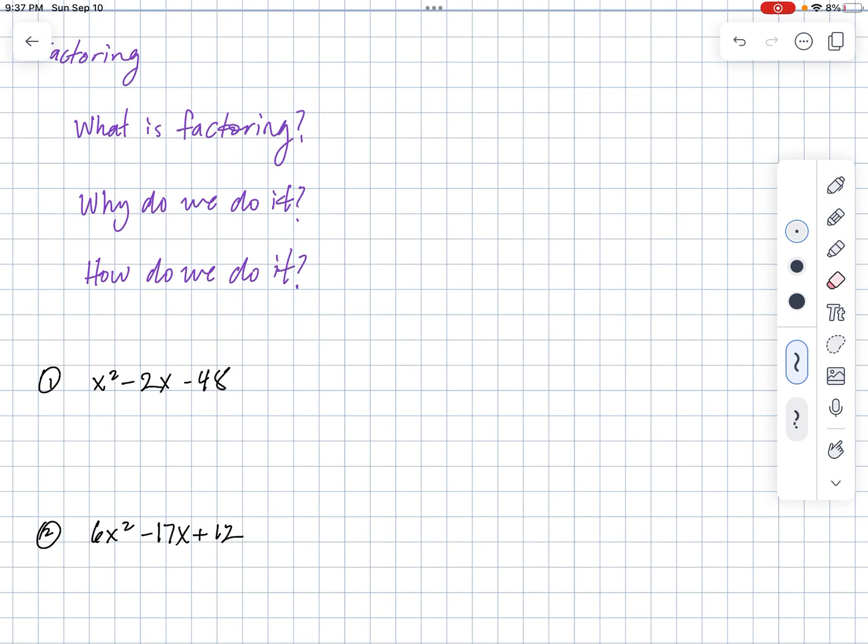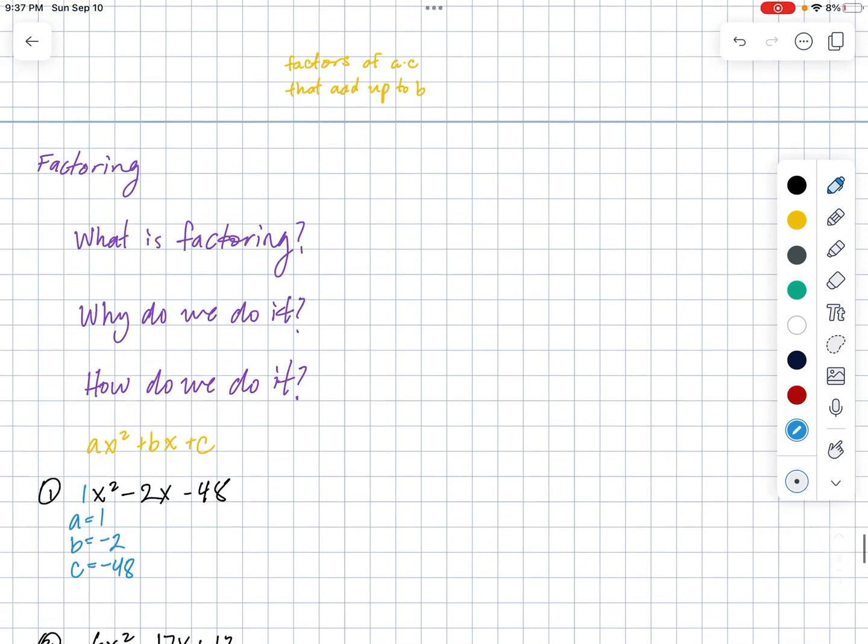Now we need to think about that this is in standard form. And remember that the standard form of a quadratic is ax squared plus bx plus c. So here you want to identify a, b, and c. A is the coefficient of x squared, so it's understood 1. B is negative 2, and c is negative 48.